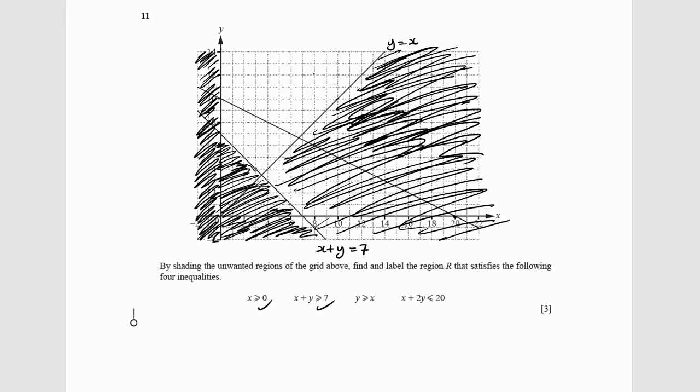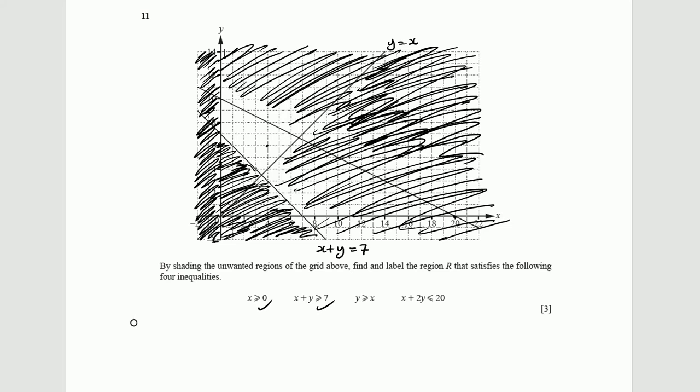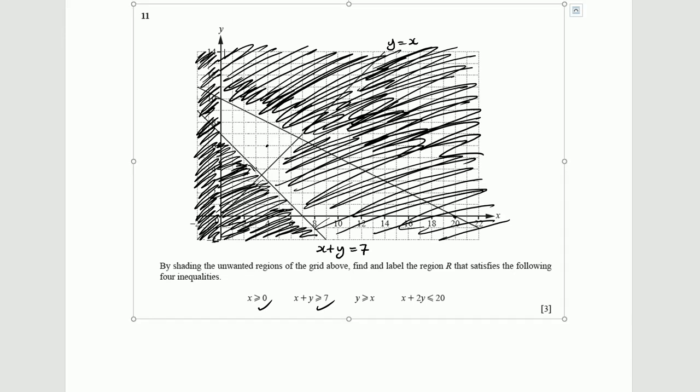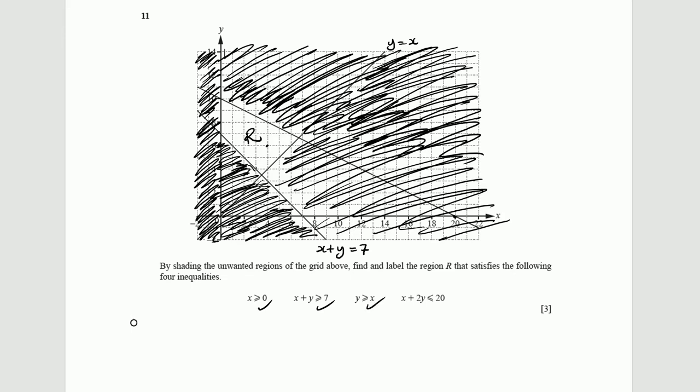I'm looking below, underneath this line, for values in here. If you're unsure, you can always pick a point and check. So if I pick this point over here, which is x equals 4 and y equals 6, 4 plus 12 is less than 20, so that's what I want, and therefore I want to shade above the line to get rid of these values. And we've been told to label this region R, so that's what I'm going to do. And that's the inequalities question.